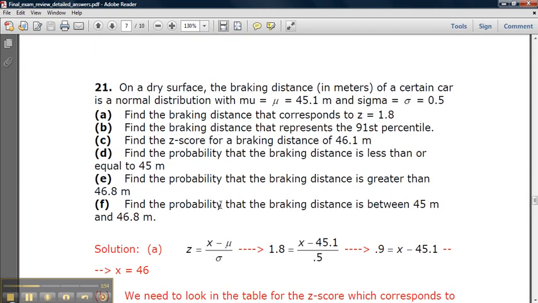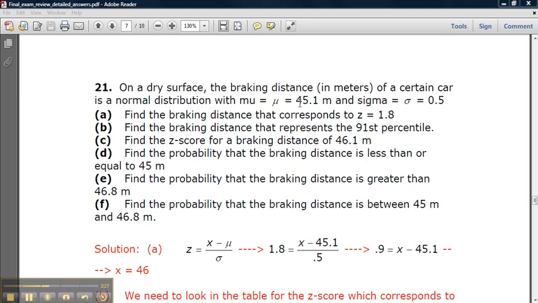Here, this one you're going to do some calculations from what they gave you. For this one, they give us a mean and a standard deviation, and this represents braking distance in meters of a certain car, and it tells us that it's normally distributed. Find the braking distance that corresponds to z equals 1.8. Well, this 1.8 means it's 1.8 standard deviations above this 45.1, right?